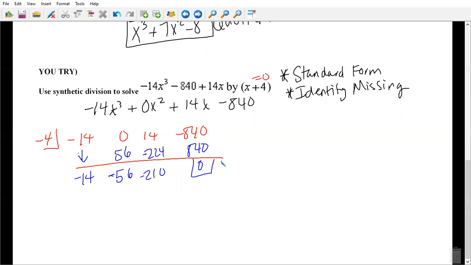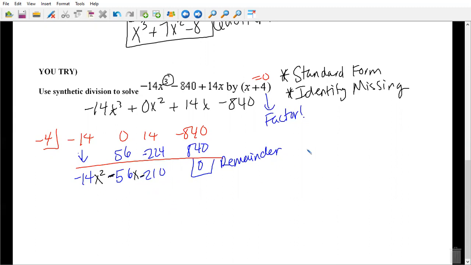Yay. Okay, so your remainder is 0. And because my remainder is 0, that means that x plus 4 is a factor. Winner, winner, chicken dinner. Okay. And my quotient, I started off as a cube, so I'm going to end as a square. So my quotient is negative 14x squared minus 56x minus 210.